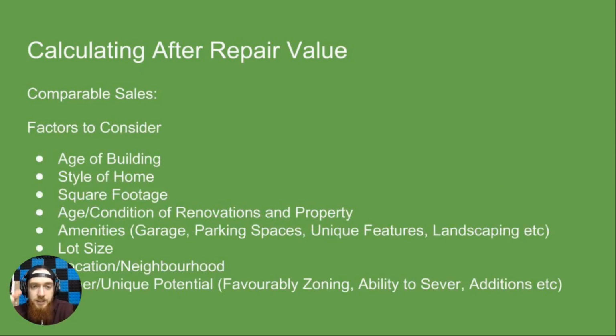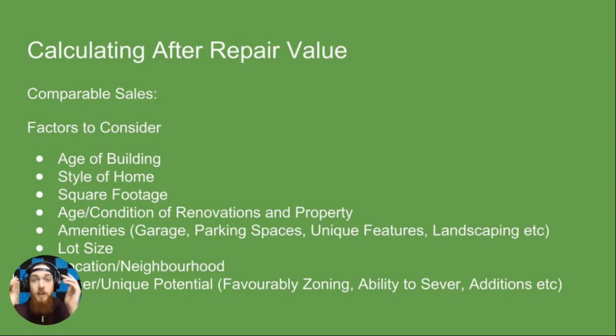So, comparable sales, factors that we need to consider. We need to look at the age of the building. If you're looking at a recent sale and trying to use it as a comp, and it was built 50 or 60 years after your building, obviously we're not dealing with an apples to apples comparison. We also need to look at the style of home. Bungalow is different than a raised ranch, than a side split. There are a lot of different layouts, and we need to be cognizant of that as well. Then square footage of the property is also a big factor. Then age and condition of the renovations and properties is also a big factor.